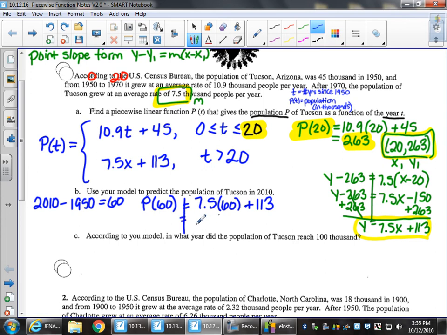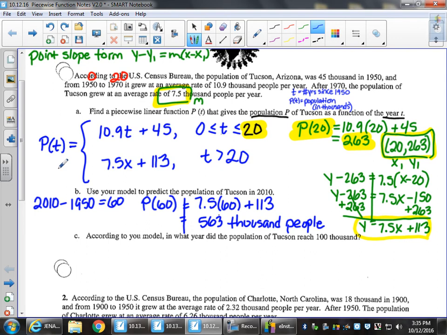That gets us 563,000 people. C asks, according to your model, in what year did the population of Tucson reach 100,000? 100,000 will be a value for our output, my actual population amount.